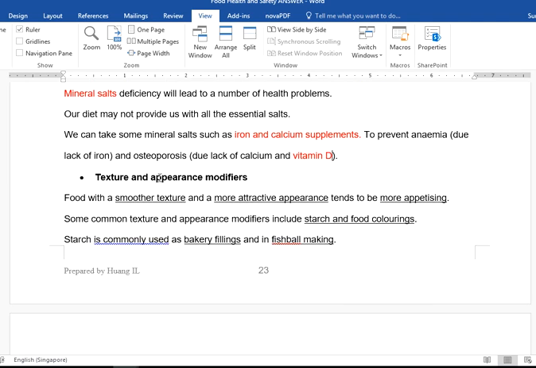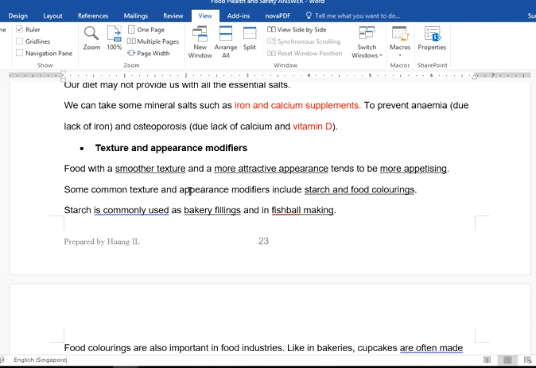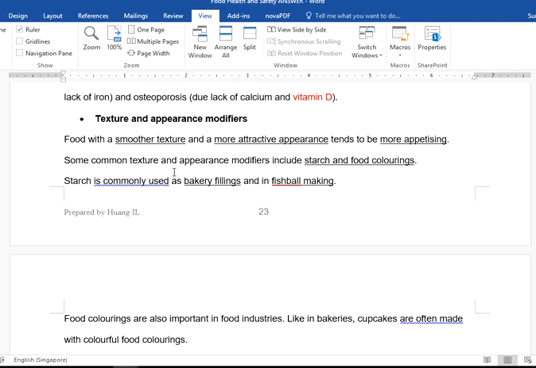Thirdly, food additives are added to improve texture and appearance. Food with a smoother texture and more attractive appearance will tend to be more appetizing, and people will buy it. So a lot of times to improve texture and appearance, things like starch and food colorings are added. Starch is added usually for baked goods, as a bakery filling and also in fishball making. So they make things a bit fuller, thicker, spongier, and it looks nicer and more attractive. And as a consumer, we might buy the food because it looks nicer.